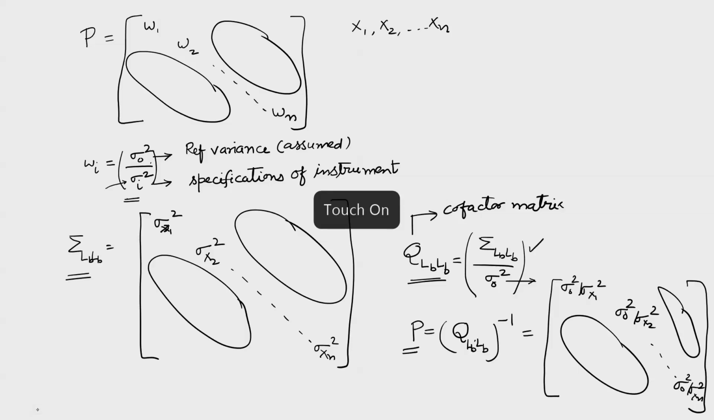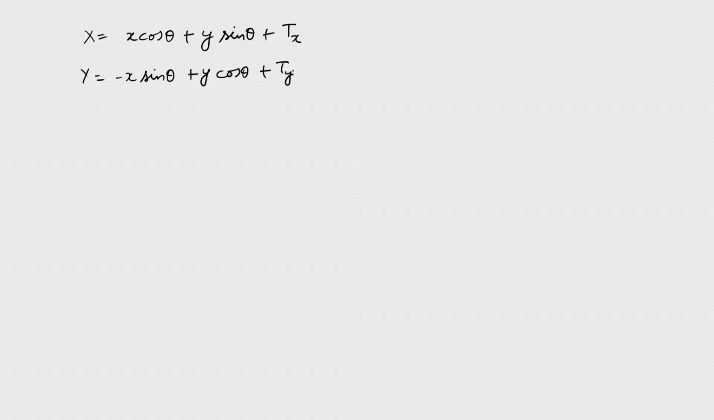Okay. So, let us take an example here of observation equation method. I want to do the georeferencing. x cos theta plus y sin theta plus, let us say, Tx, that is the first equation. Second is minus x sin theta plus y cos theta plus Ty.